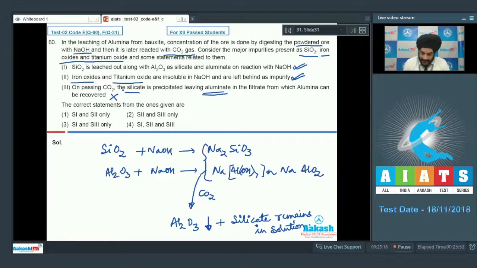So we have to mark the correct statements among the ones given. So we have to mark option 1 as the correct answer to our question, as option 3 is incorrect.